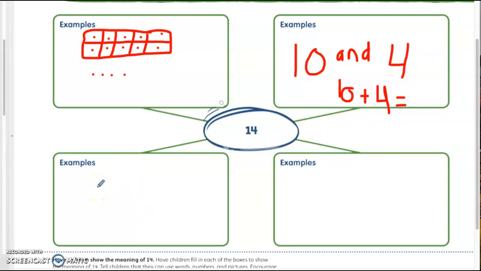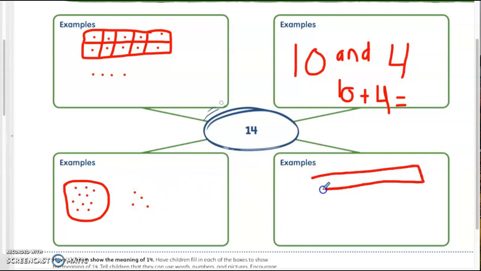Another way we could write it is we could have 1, 2, 3, 4, 5, 6, 7, 8, 9, 10. We could just have a group of 10 right here and 4 more over here, right? That'd be like putting a group of 10 Legos in a pile and having 4 right here. We could also do two 10 frames, right?